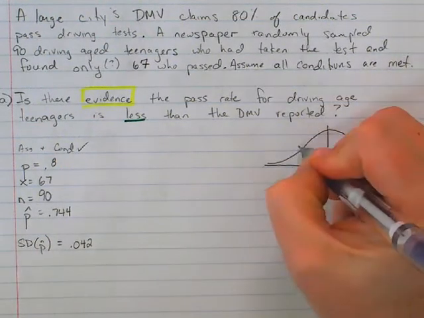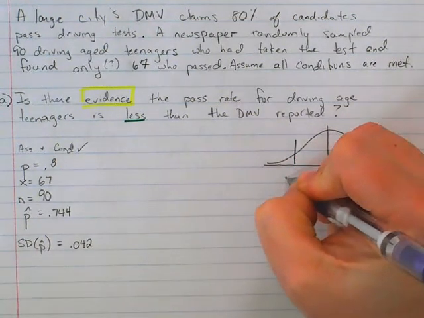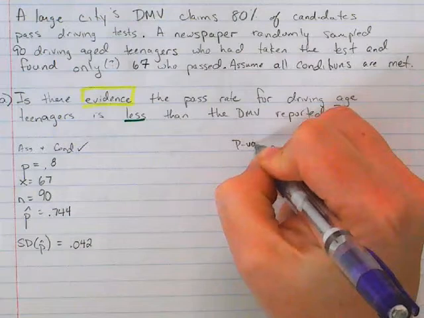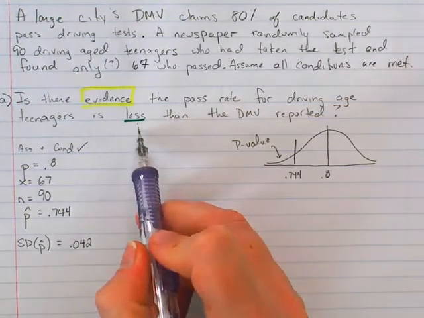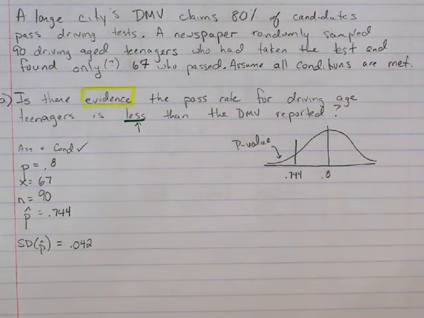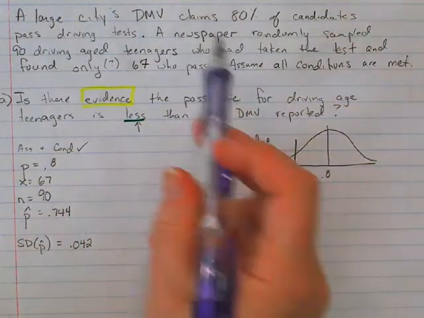p goes in the middle. p hat, 0.744, is over here. This is the p-value I will be looking for because of the less than prompt. What is the probability that we are less than 0.744?